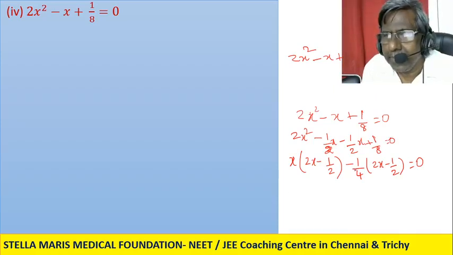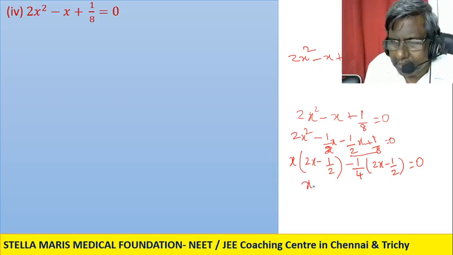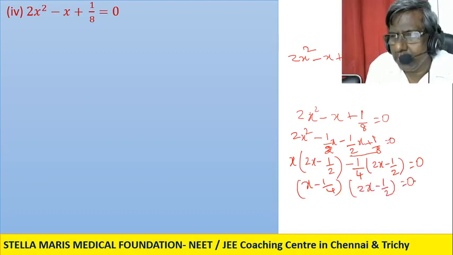See, if you multiply minus 1 by 4 into 2x, we'll get half x. Likewise, minus 1 by 4 into minus 2 will give you plus 1 by 8. Are you able to follow this negative? This step is okay for you? Okay. Now it will be like this: x minus 1 by 4 into 2x minus 1 by 2 is equal to 0.